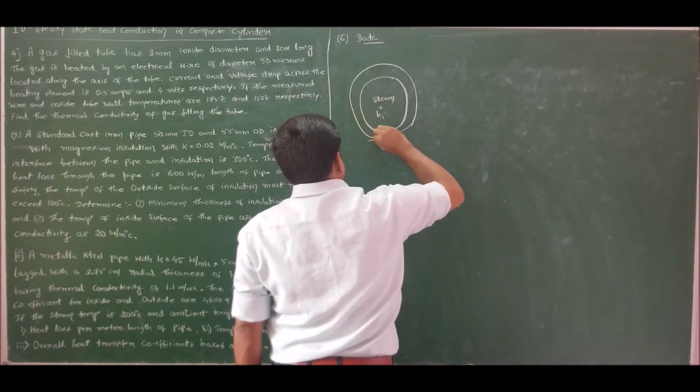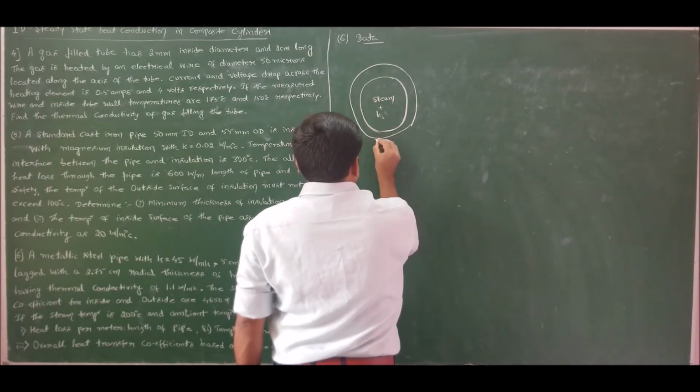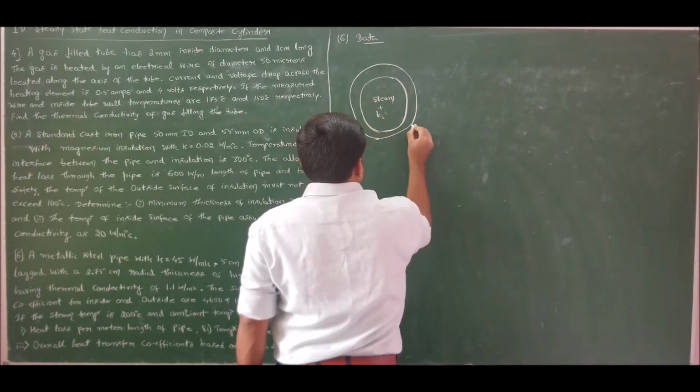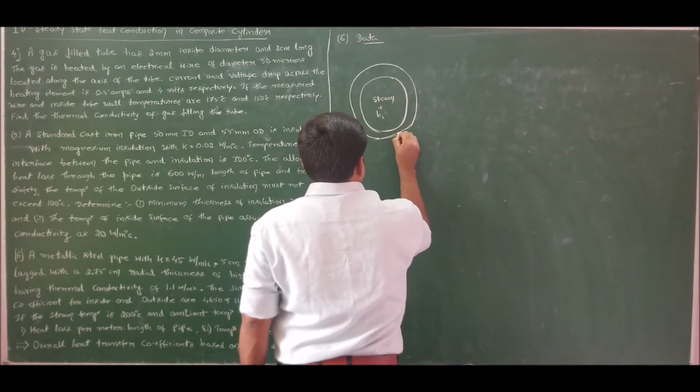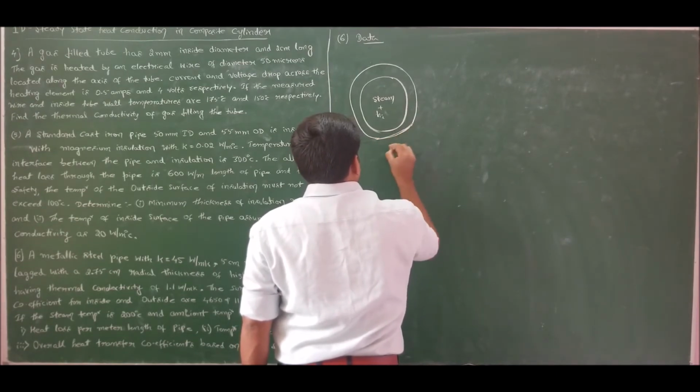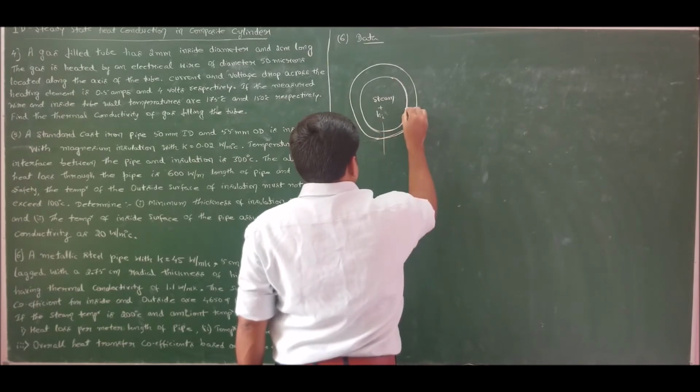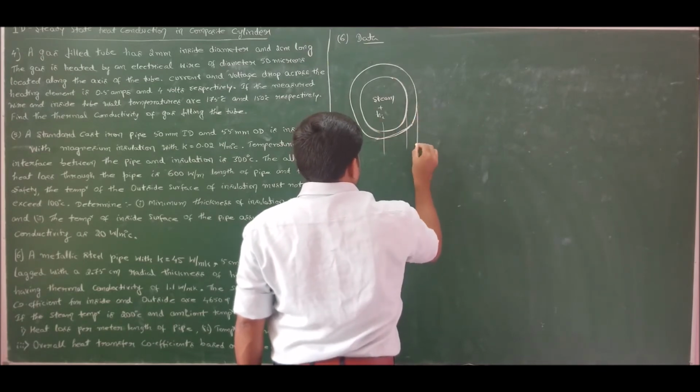So thickness: 2 times the thickness is equal to the difference in diameter. So thickness is equal to the difference in diameter divided by 2. So if you take radius, it is just the difference of radius.